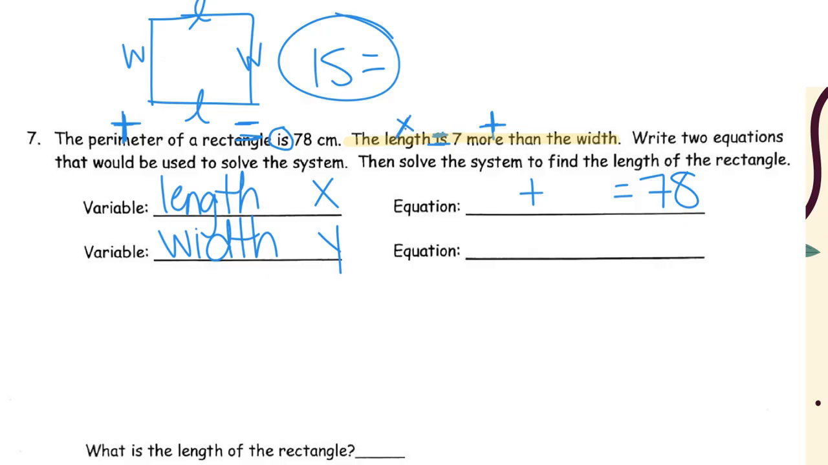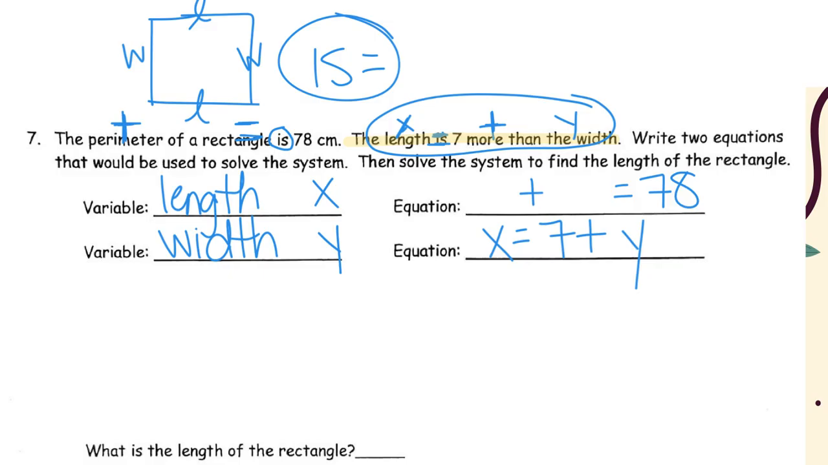X. Look at our sentence right here. X equals 7 plus, what are we using for width? Y. Is that not an equation right there? X equals 7 plus Y. Sorry, Y, not W. I usually use W, so thank you. Sorry about that. Go back to perimeter.